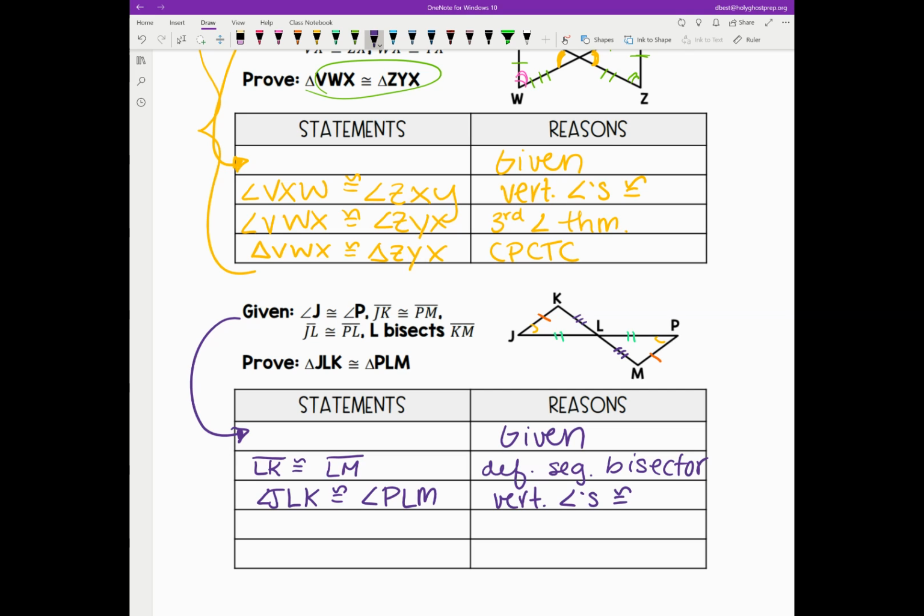I also now know, I'm going to mark as I go. So I've got two angles already congruent. That means the third angle has to be congruent. So angle K congruent to angle M. Again, by my third angle theorem, which sets me up because now I have three congruent sides and three congruent angles. So I know my triangle JLK is congruent to triangle PLM because of CPCTC.